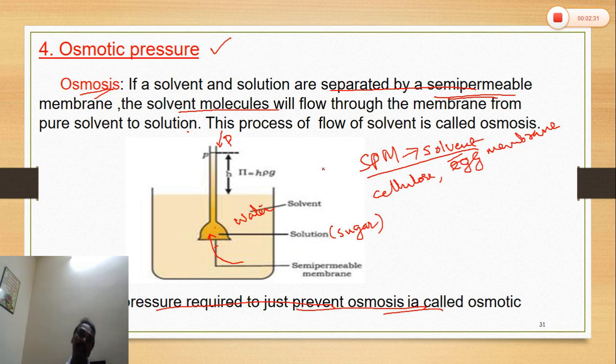The pressure during osmosis is called osmotic pressure. Or we can say the extra pressure, the excess pressure required to just prevent osmosis, is called osmotic pressure. What is osmotic pressure? It is the excess pressure required to just prevent osmosis. During this osmosis, a pressure is developed, or pressure is required to prevent osmosis. That is called osmotic pressure.